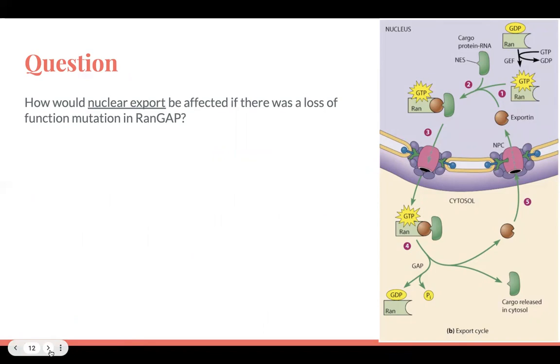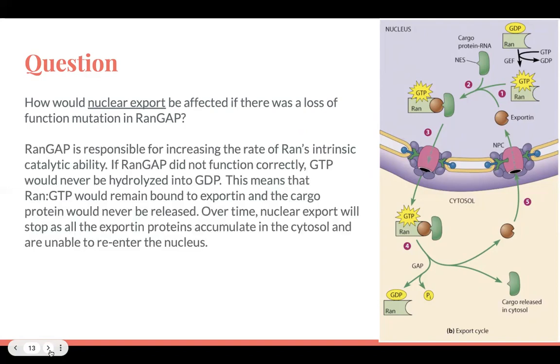That's close. It wouldn't release into the cytosol, but it wouldn't go back in with the cargo protein. It would just accumulate in the cytosol, this whole complex. So if GAP isn't able to work here and cleave off this phosphate, this whole complex is going to stay bound together, and it's just going to stay in the cytosol.